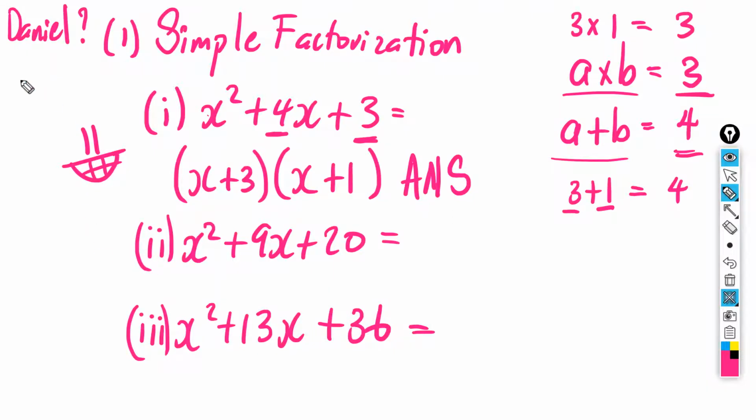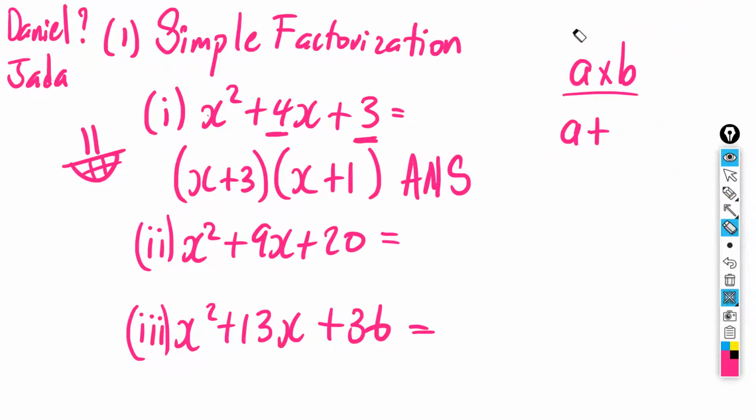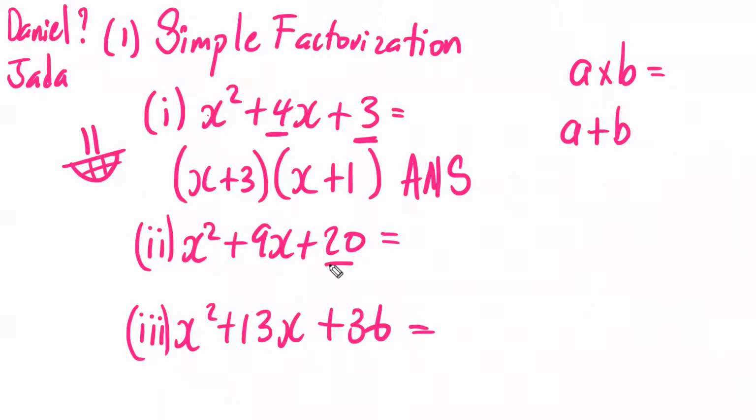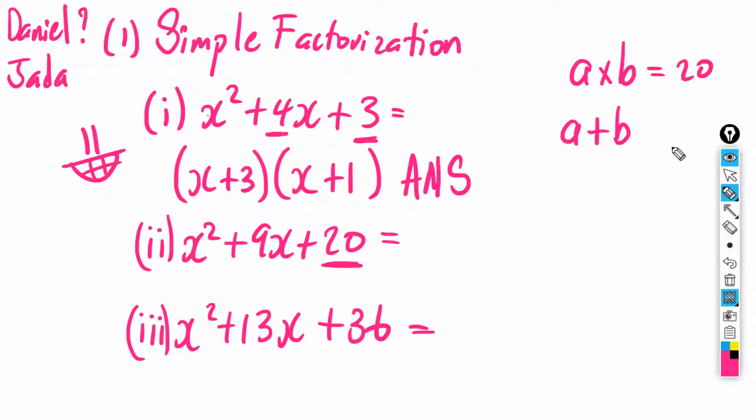Let me ask Jada to help me with this one now, the second one down here. Since we got the first one, guys, and everybody gets the gist of it, let's move on to the second one. So Jada, help me out. Which 2 numbers when I multiply will give me 20, but when I add them will give me 9?